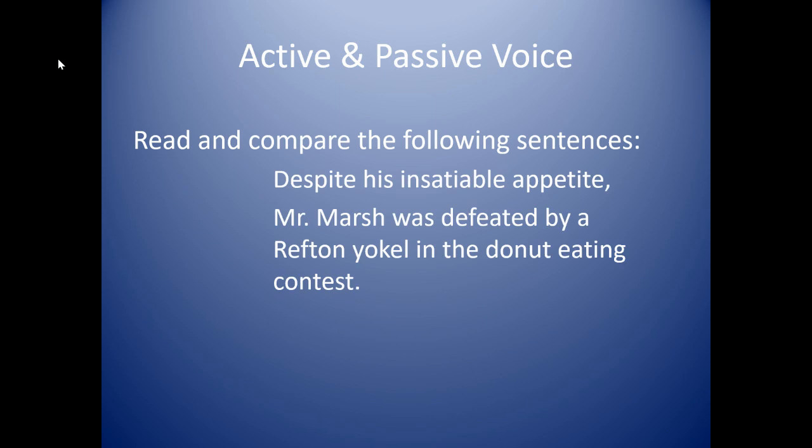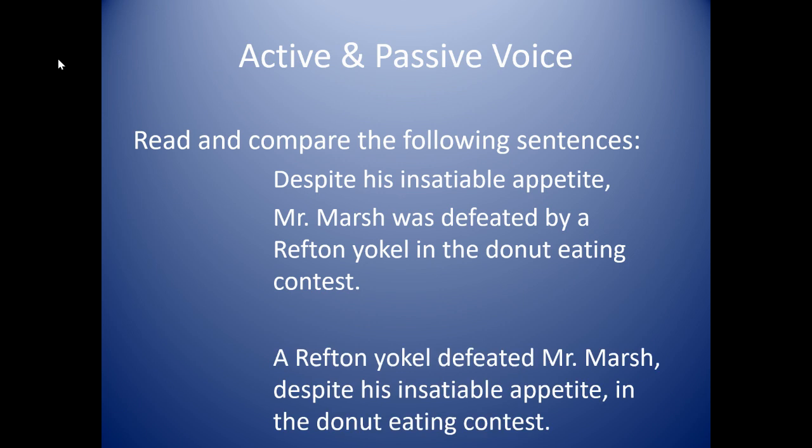If I said, despite his insatiable appetite, Mr. Marsh was defeated by a Refton yokel in the donut eating contest, or a Refton yokel defeated Mr. Marsh despite his insatiable appetite in the donut eating contest. Well, both of these sentences are grammatically correct. The first one's written in passive voice, where I said Mr. Marsh was defeated by the yokel, and the second sentence is written in active voice, where I said a Refton yokel defeated Mr. Marsh. So let's talk about what makes these two different.